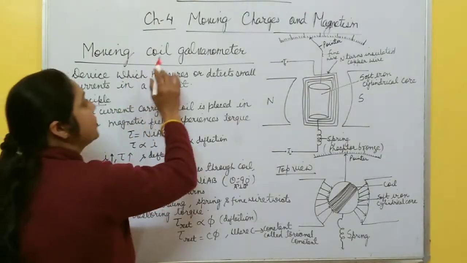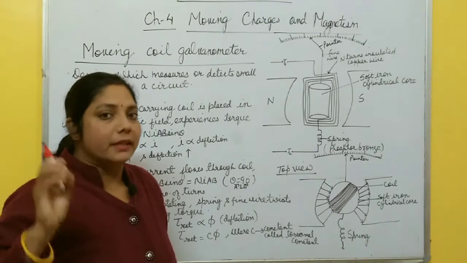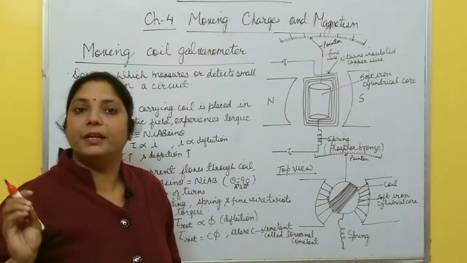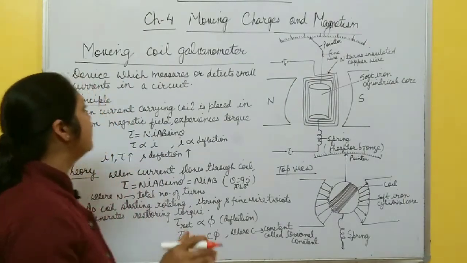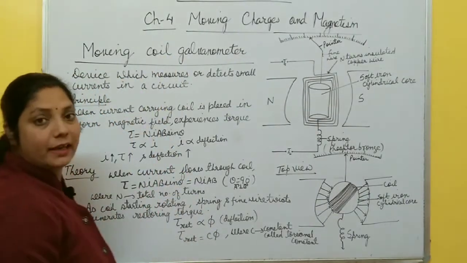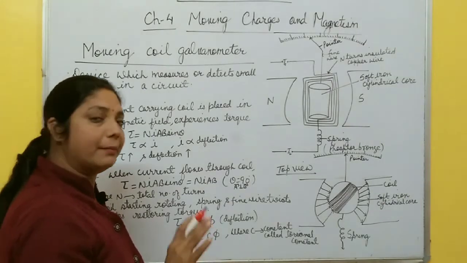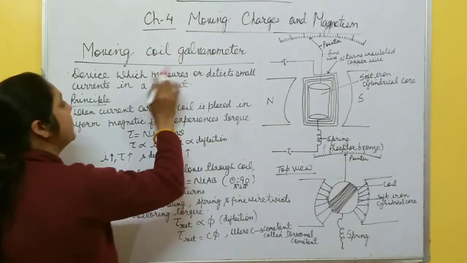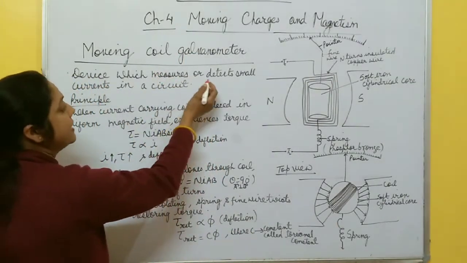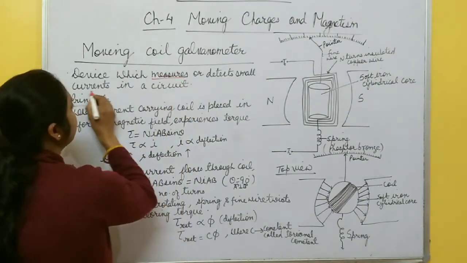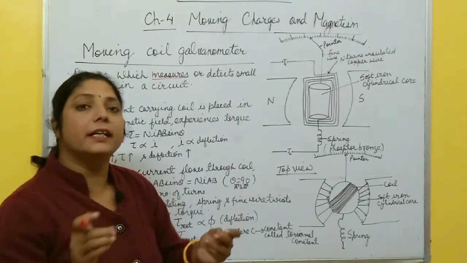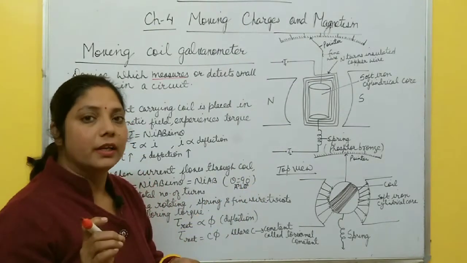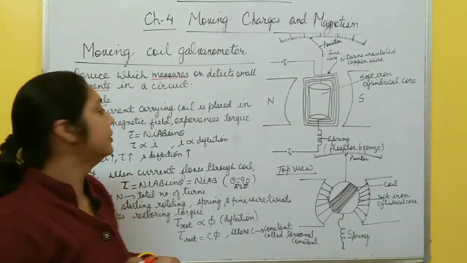Now the last and most important topic of this chapter is the moving coil galvanometer and its conversion to ammeter and voltmeter. First you must know about this moving coil galvanometer, then how it is converted into ammeter and voltmeter. What is this galvanometer? It is a device which measures or detects small currents in the circuit. It is used to measure whether current is flowing in the circuit or not. It measures a very small amount of current.